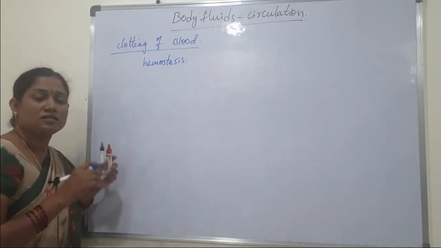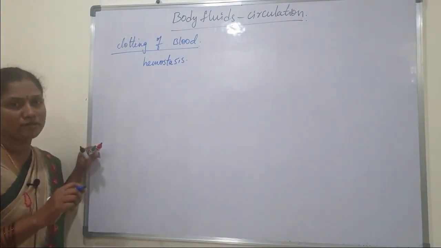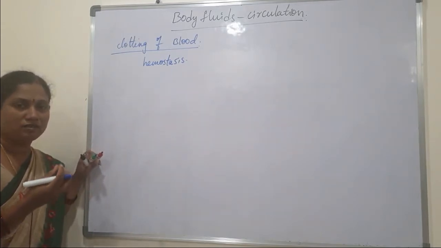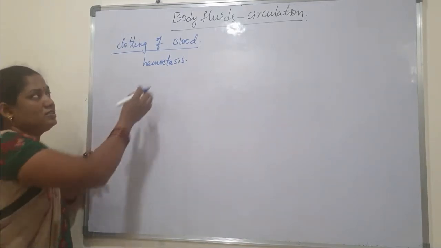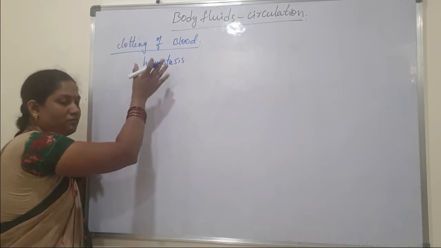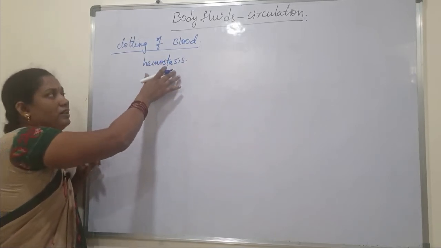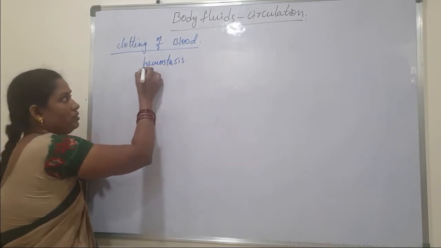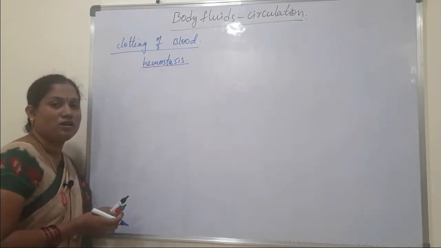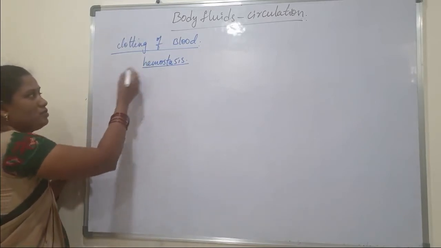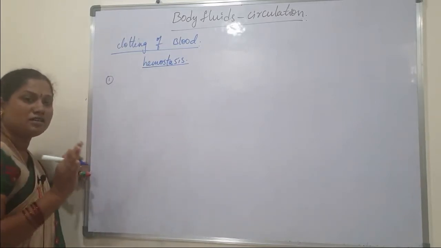Hemostasis means if any injury or damage takes place in our blood vessel, some physiological changes take place in our blood that lead to blood clotting. So blood clotting is also called hemostasis. Generally in our body, hemostasis takes place by three methods.